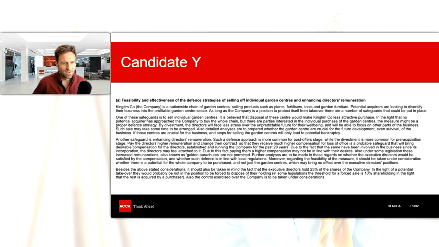But in here, again, look at that first paragraph. It gives you a background. They're a nationwide chain of garden centres selling products such as plants, fertilisers, tools and garden furniture. Is that going to get you any marks? No, all we're doing there is just repeating the scenario, aren't we? So potential acquirers are looking to diversify. So can you see here, again, let's cut that.